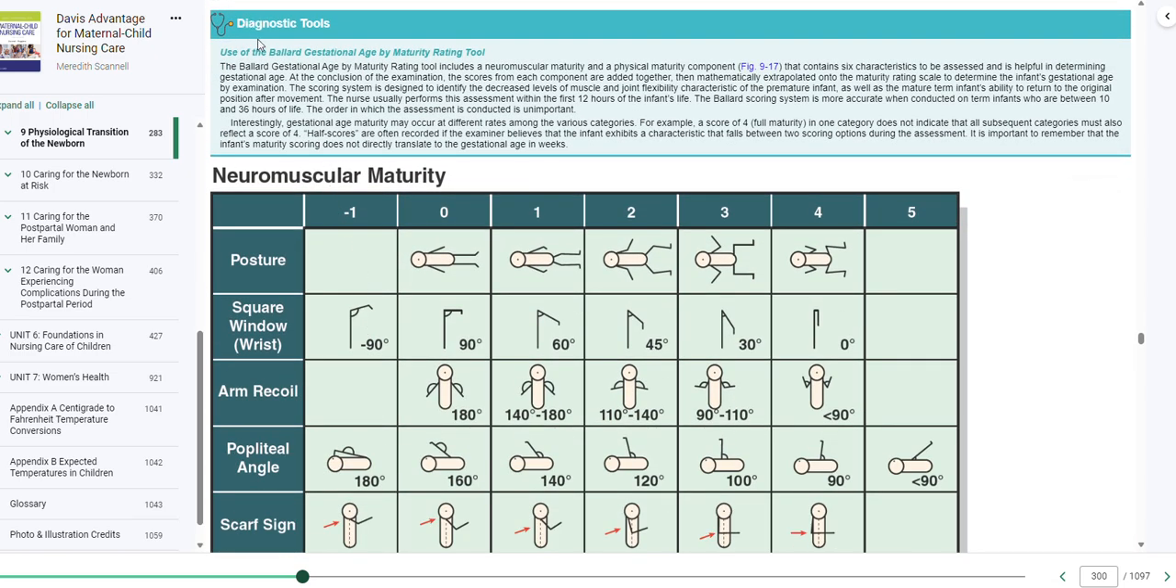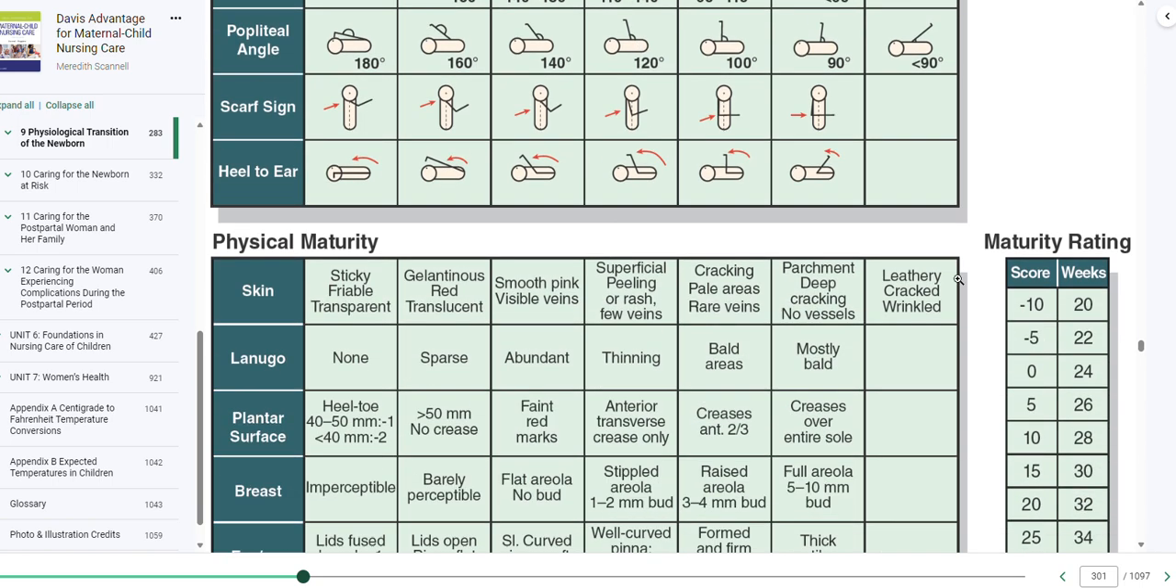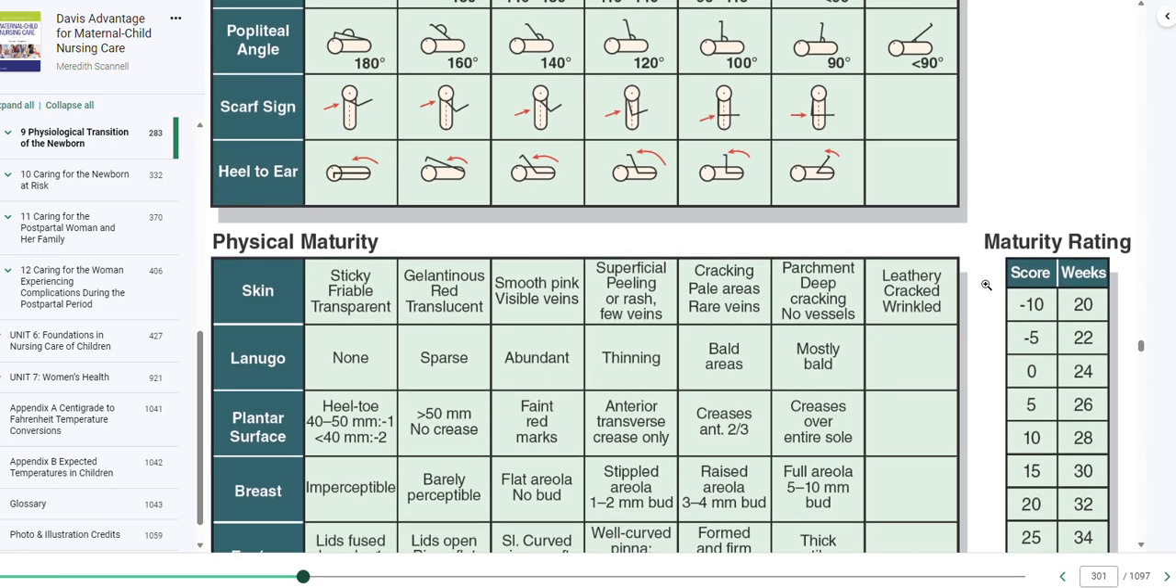This is the Ballard score, the Ballard tool that we use. We do this at birth as well, within the first hour. This is actually used at Archibald, and we will practice these together. We will do one of these together in clinical unless you do one on an infant at birth. But this gives you a maturity rating, so you would circle if the baby was postured like this, you would circle this, and that would be a 3. Or if the square window was this picture, that would be a 4. You add up the numbers for every picture, you get a score.